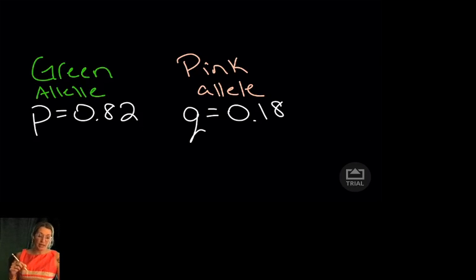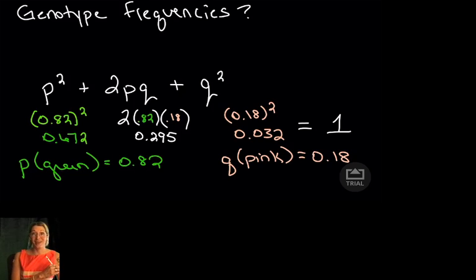Green allele frequency is 0.82. Pink allele frequency is 0.18. The next part of the question asks us for the genotypic frequency. Plug and chug, my friends. That's all we got to do.